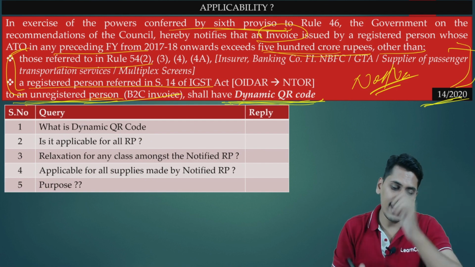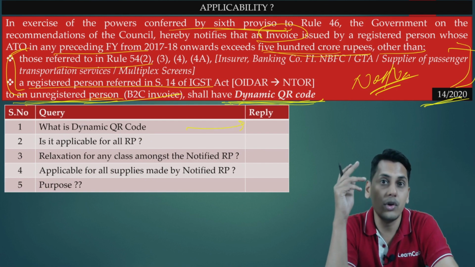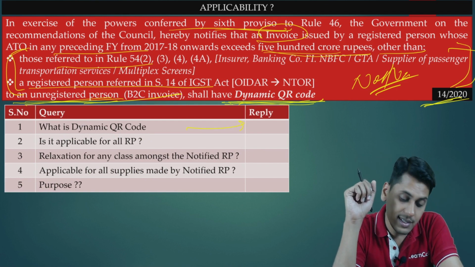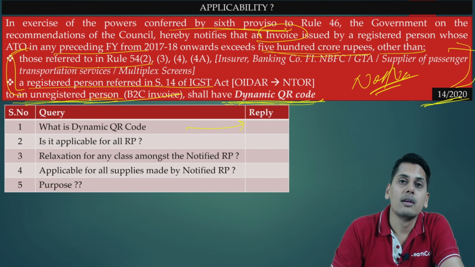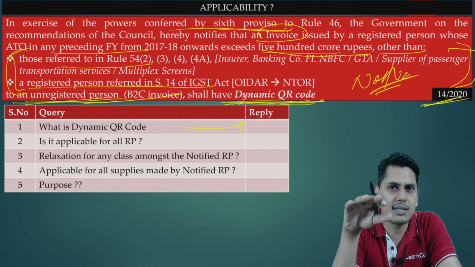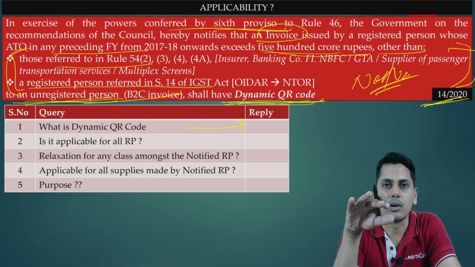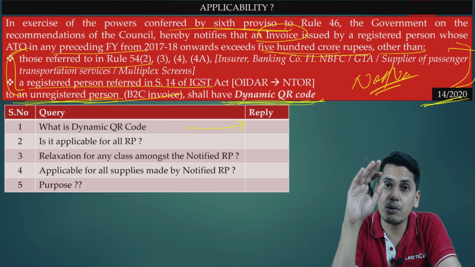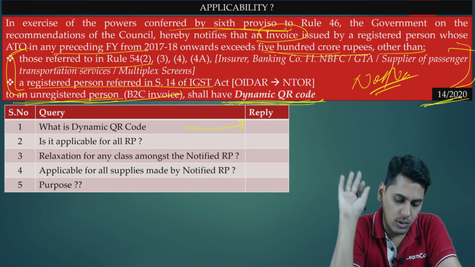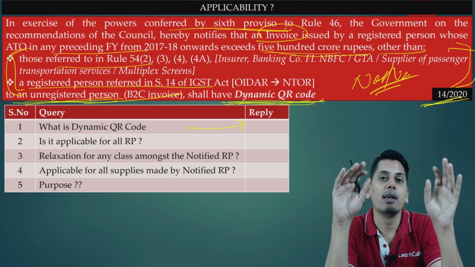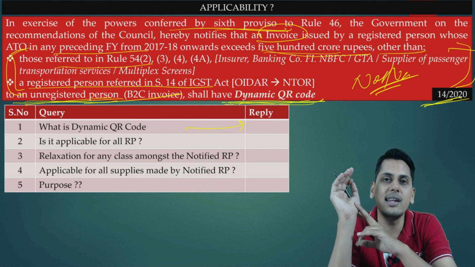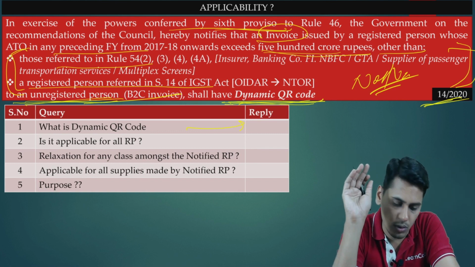So friends, what is a dynamic QR code? A dynamic QR code is going to be unique to each invoice. Is it applicable for all registered persons? Please understand, the 6th proviso to rule number 46 asks you to have a QR code. Is it applicable for all registered persons? The answer is no. It is applicable only to those registered persons whose aggregate turnover in any preceding financial year from 17-18 onwards exceeds 500 crore rupees.